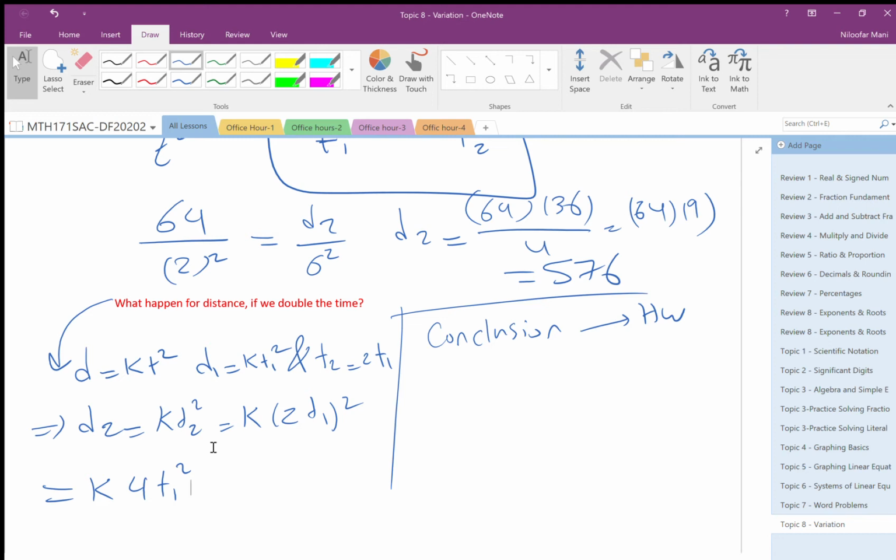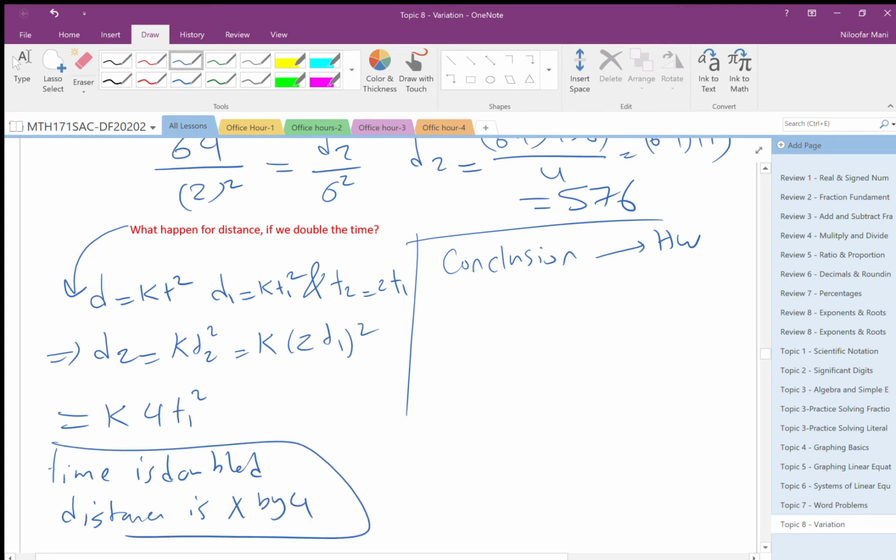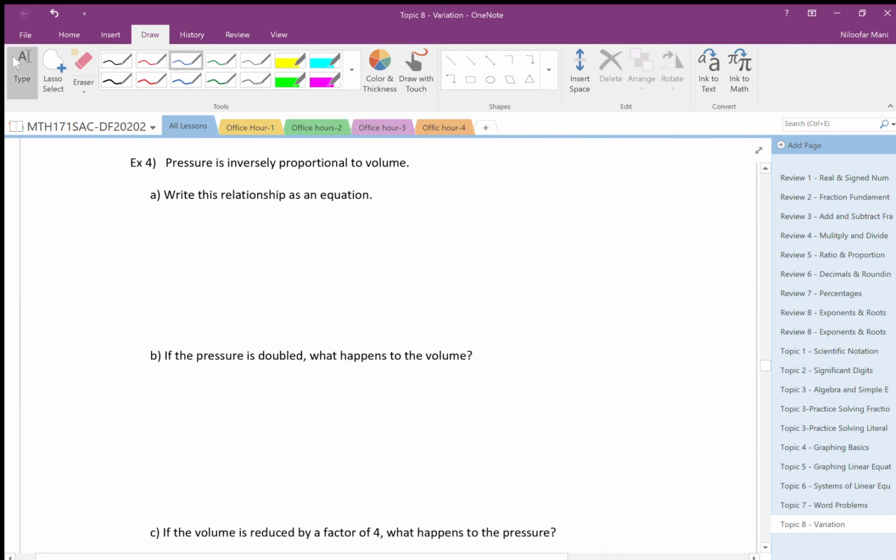So if time is doubled, distance is multiplied by 4. Of course both of them increase because it's direct variation, but not by the same factor. So it's not always that when I double one of them, the other doubles. No, because here I have a square. It depends on what you have. Here, when time is doubled, distance is multiplied by 4, four times greater. Good. That's a very good question.